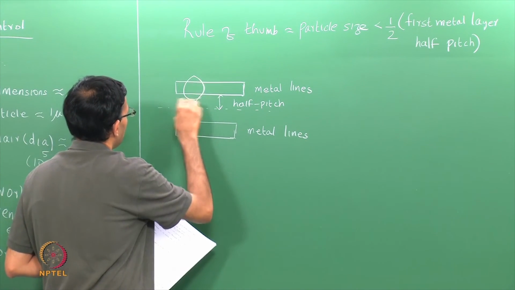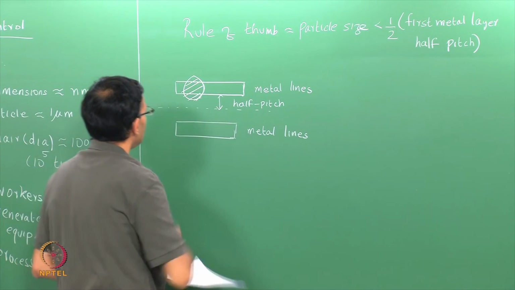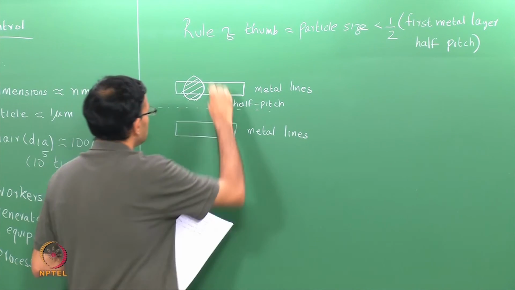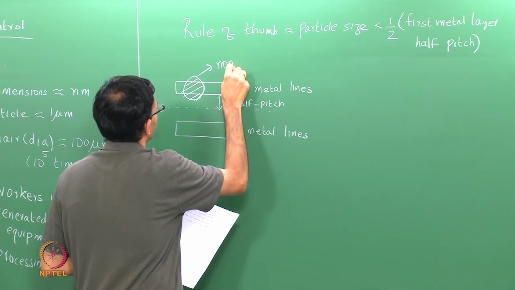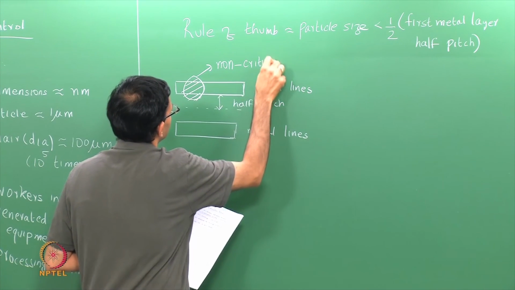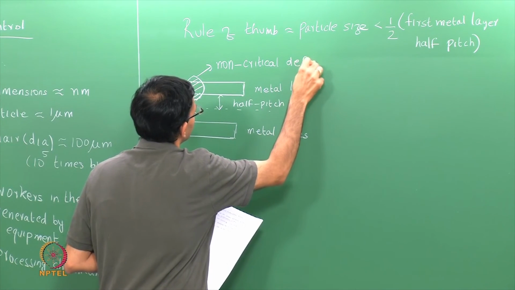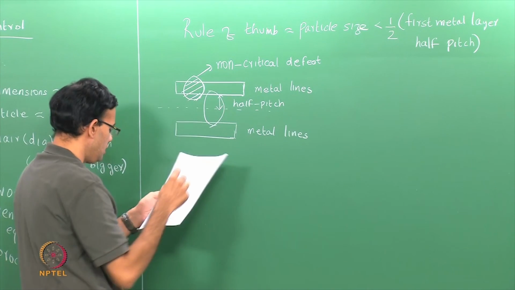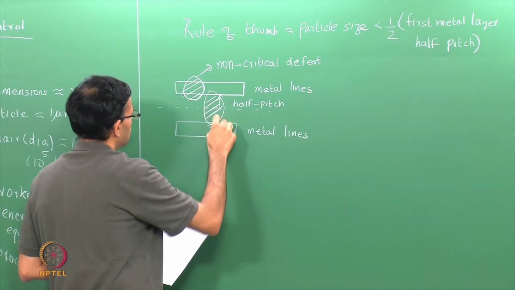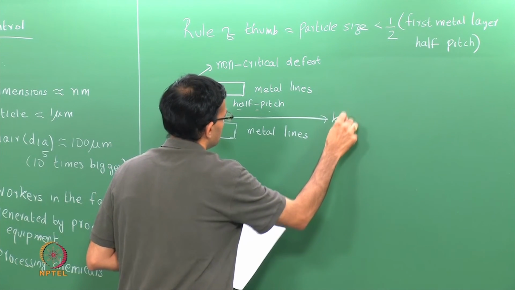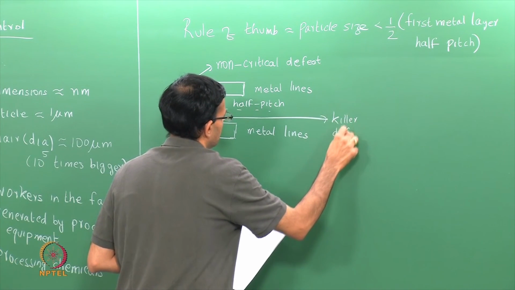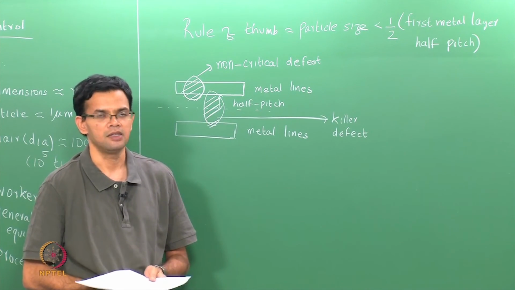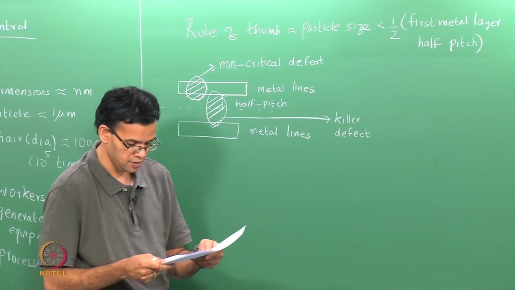If we have a defect particle here, this is essentially a non-critical defect because it does not cause any shorting. So, these kinds of defects are okay. But a defect that essentially bridges two particles can cause an electrical short. So, this becomes your killer defect. So, not only the defect size matters, but also the location of the defects.